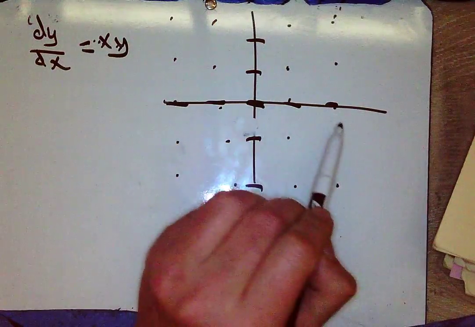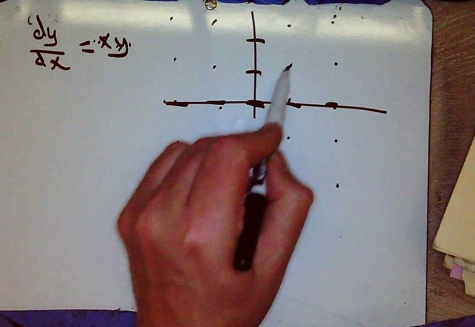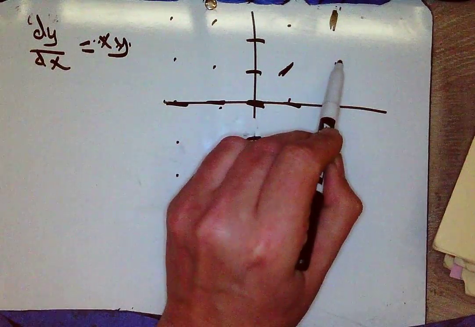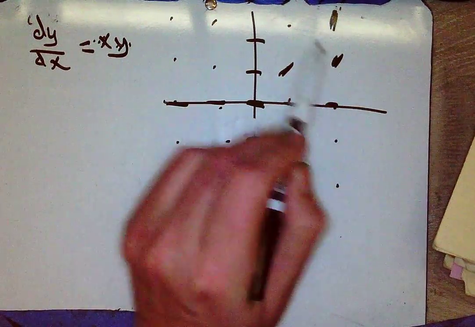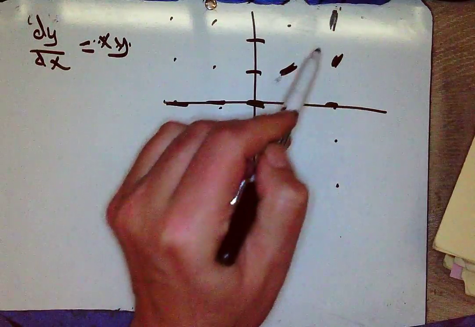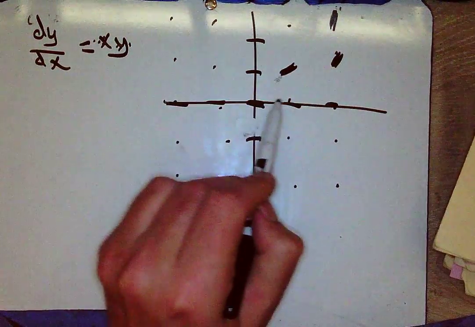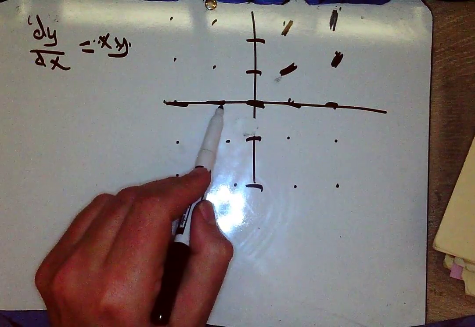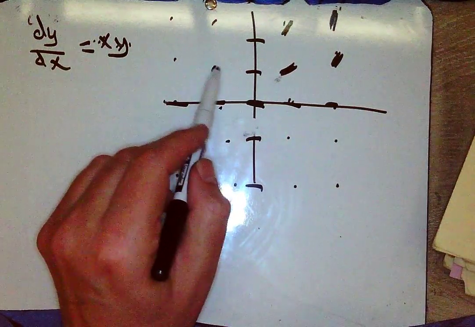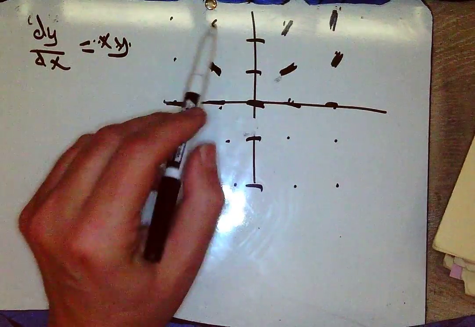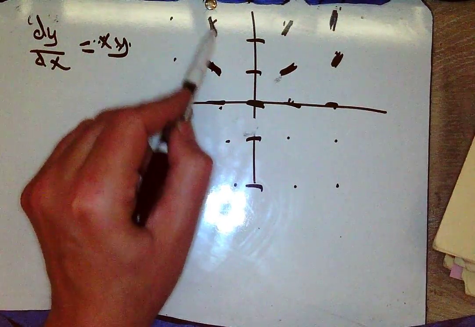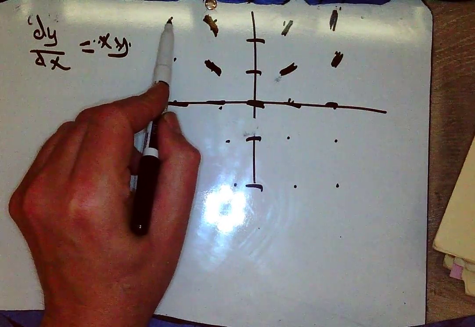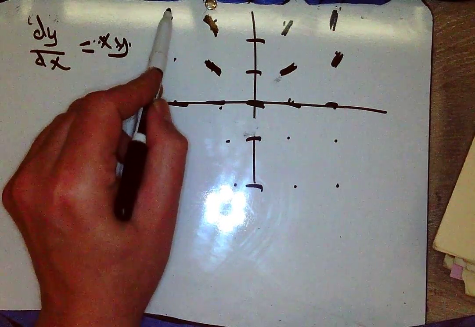How about here at 1, 1? 1 times 1 is 1. 2 times 2 is 4. 2 times 1 is 2. And 1 times 2 is also 2. Negative 1 times 1 is negative 1. And negative 1 times 2 is negative 2. Negative 2 times 2 is negative 4.